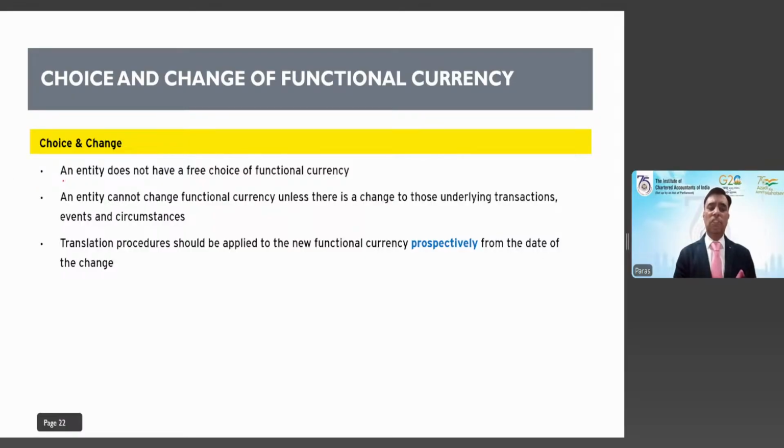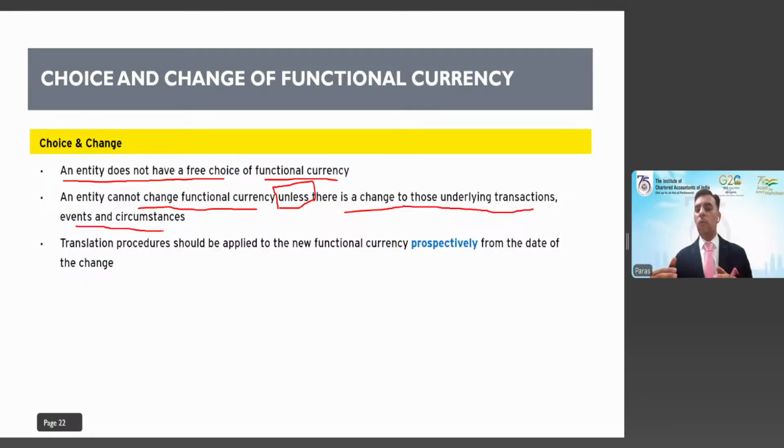The standard first says an entity does not have a free choice of functional currency. We have already discussed on the basis of para 9 and para 10, an entity is required to determine its functional currency. The entity does not have any free choice to determine its functional currency on its own basis. The entity will have to apply the provisions of para 9 and para 10 in order to determine the functional currency. Second, they say an entity cannot change functional currency unless there is a change to those underlying transactions, events, and circumstances. So until and unless there is any change in the underlying transaction or event or circumstance, you cannot change your functional currency, right?